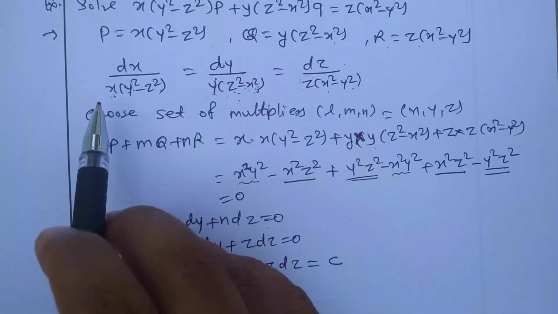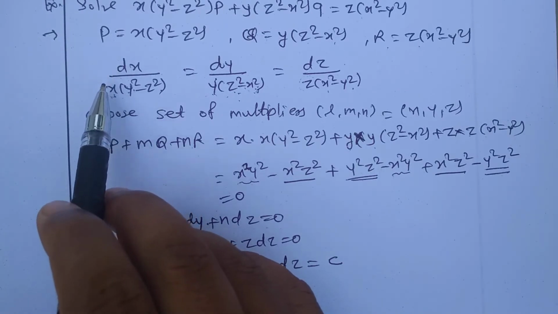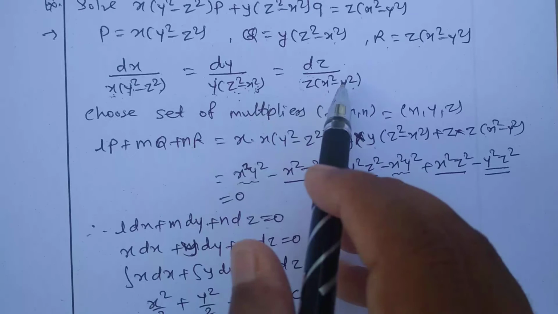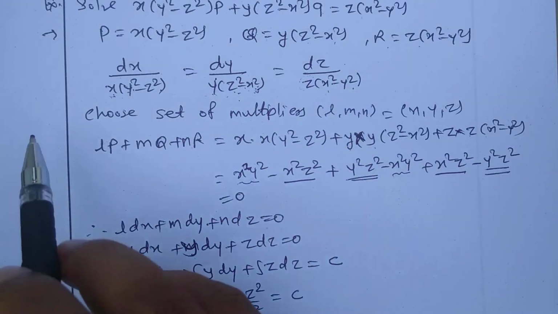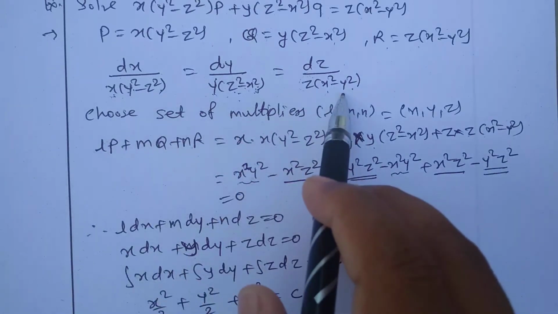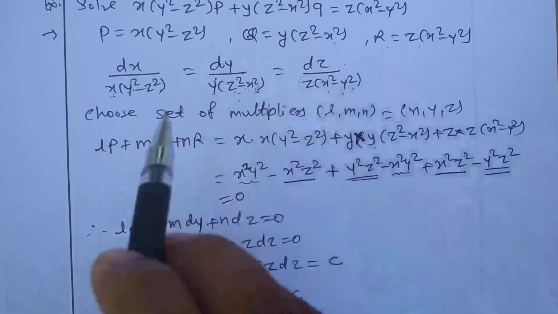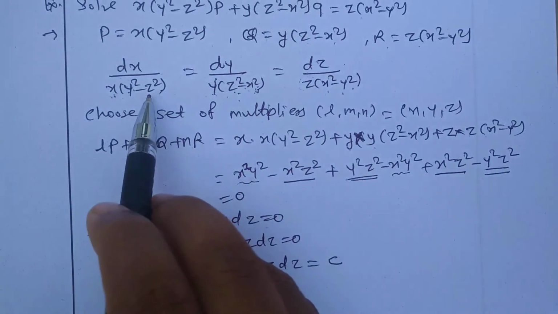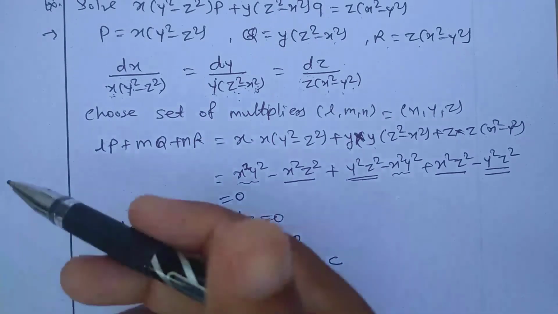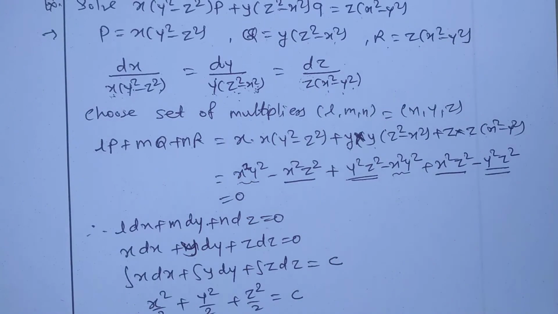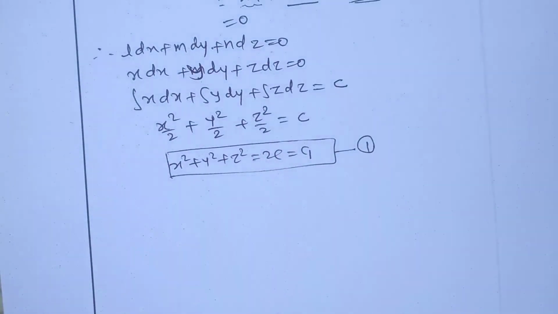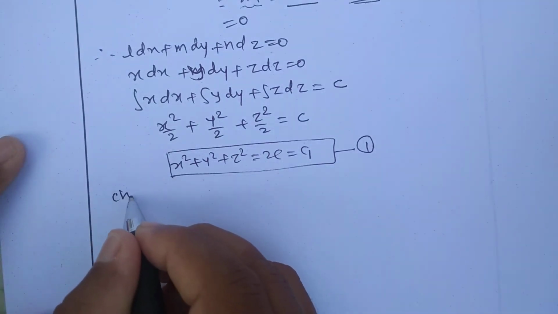So if you try to cancel out this x, so x gets cancelled, you will get y square minus z square, here z square minus x square, and here x square minus y square. Check out whether these terms are cancelling. Here y square is there, and in the last term minus y square is there, so it may be cancelled. Here minus z square and this plus z square get cancelled, so maybe we will get LP plus MQ plus NR equals to 0.